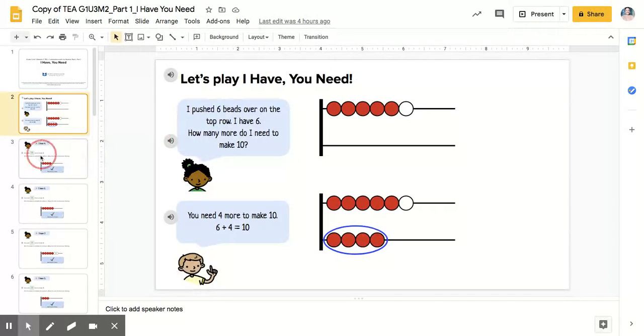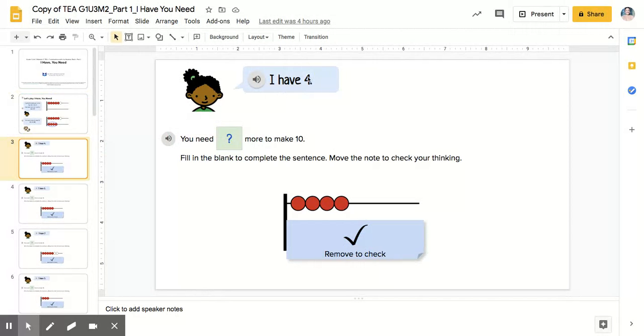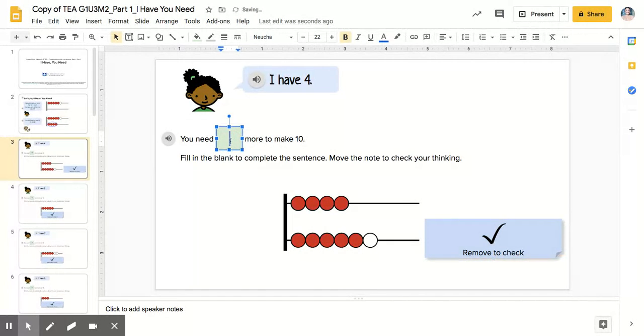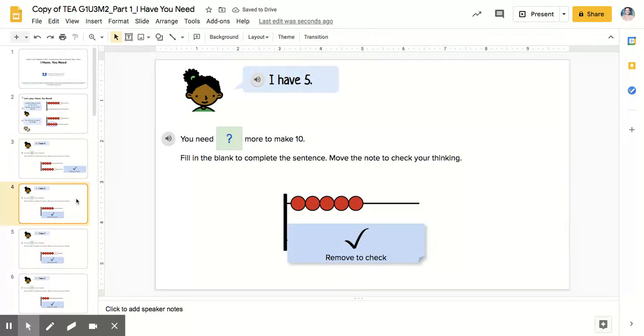Let's do another one. If you have 4, how many do you need to make 10? You have 4. You can count on to get to 6. 1, 2, 3, 4, 5, 6, and that makes 10. So if you have 4, you need 6 more to make 10.